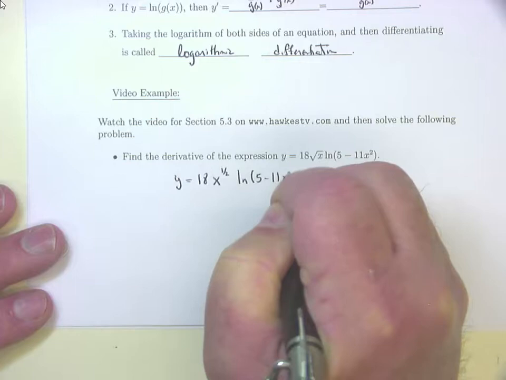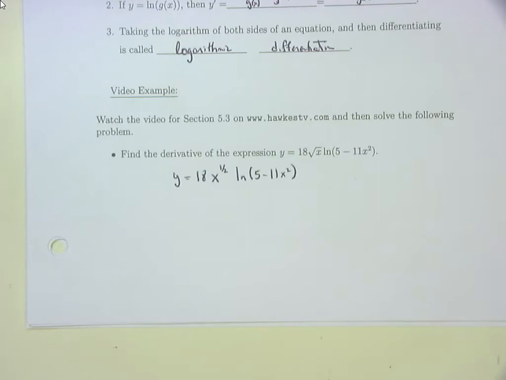What's going on here is your functions are going to get even harder with these exponentials and logs chunked into them. But the big deal is very simply, just like we did at the beginning: look at this problem, stop, pause, hesitate, and ask yourself, what's the big picture? And if you don't know, read the problem, you can figure it out. y equals 18x to the 1 half times the natural log of 5 minus 11x squared.